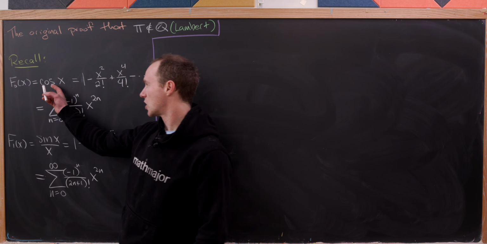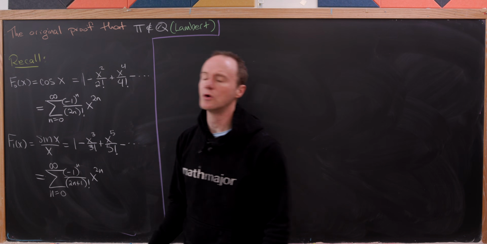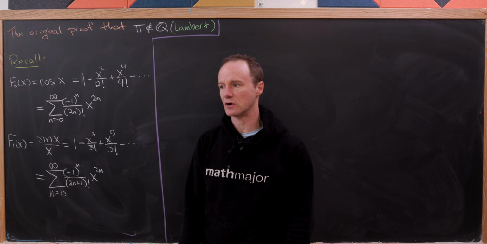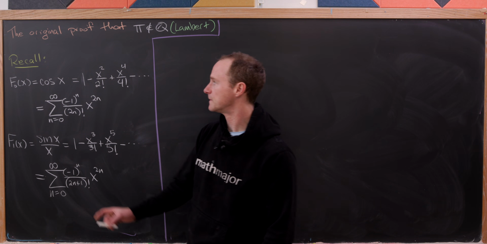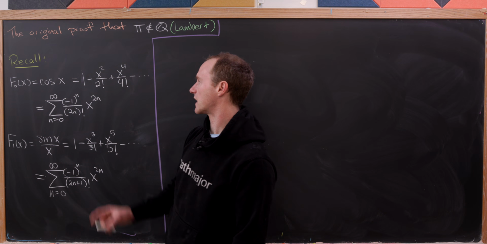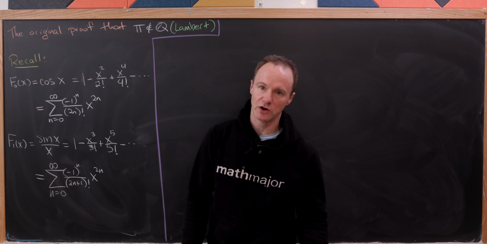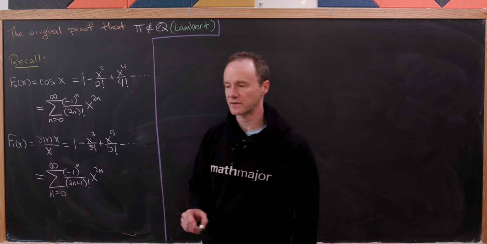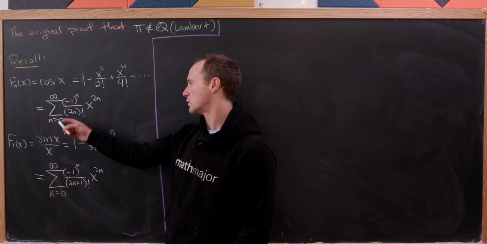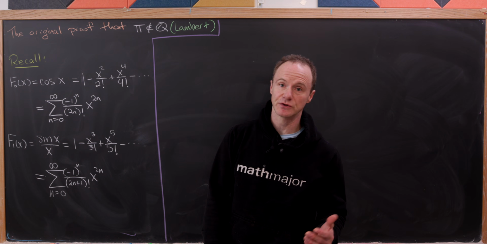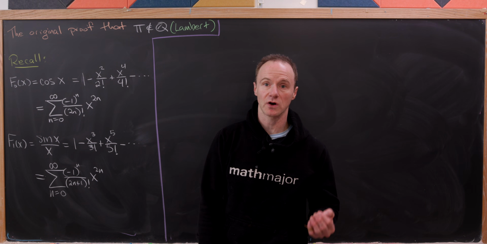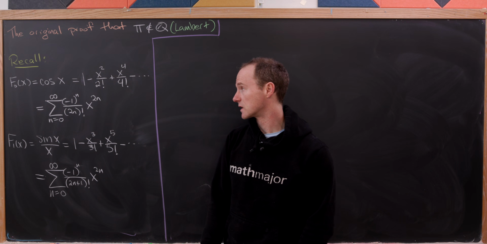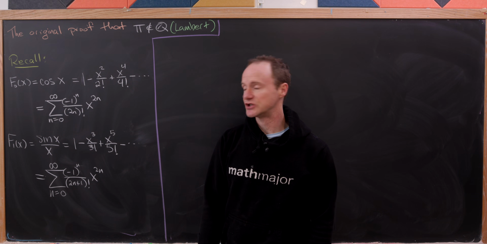So we've got cosine of x is equal to, well, we're going to set it equal to f sub 0 of x for our notation. And then the first few terms go like 1 minus x squared over 2 factorial plus x to the fourth over 4 factorial, and so on and so forth. If we were to write it all as one thing, it's the sum as n goes from 0 to infinity of minus 1 to the n over 2n factorial times x to the 2n.